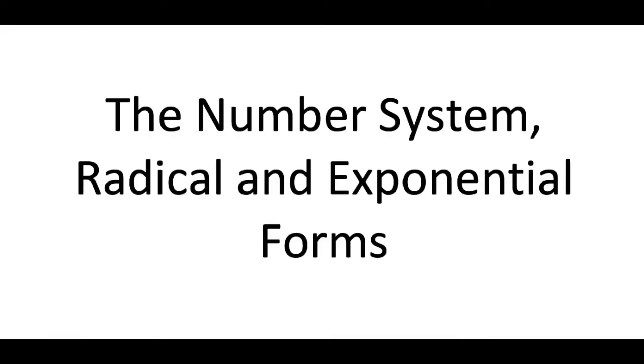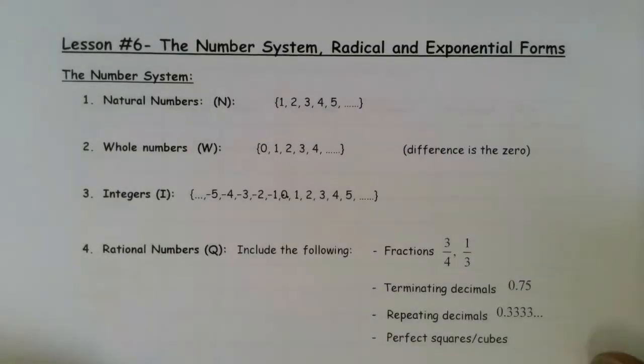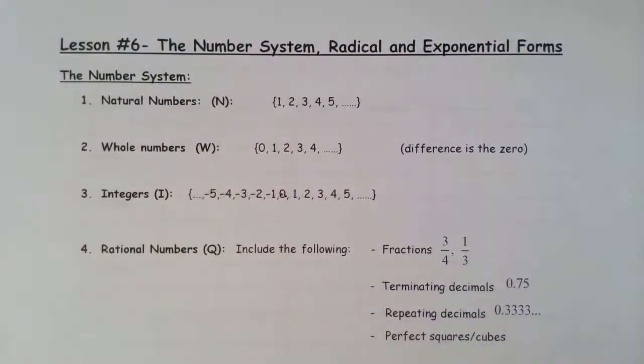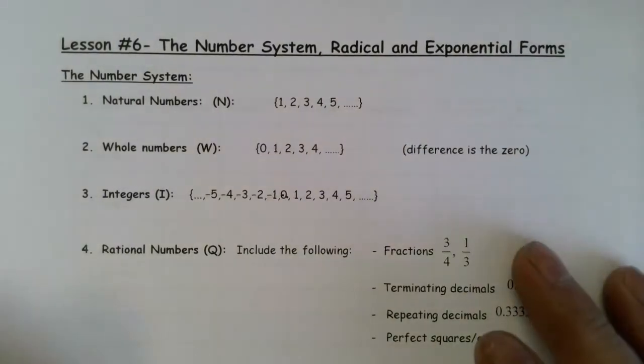This unit, we're going to continue our look at number sense. In this lesson, we're going to look at the number systems and radical and exponential forms of a number. Hi everybody. So in this lesson, we're going to take a look at number systems, and then we're going to take a look at radical and exponential forms of the same thing, basically. The same expression here. And you'll see what I mean by that in just a minute.